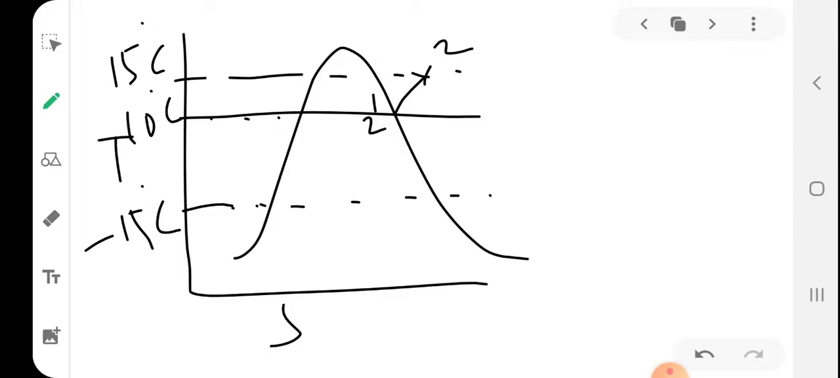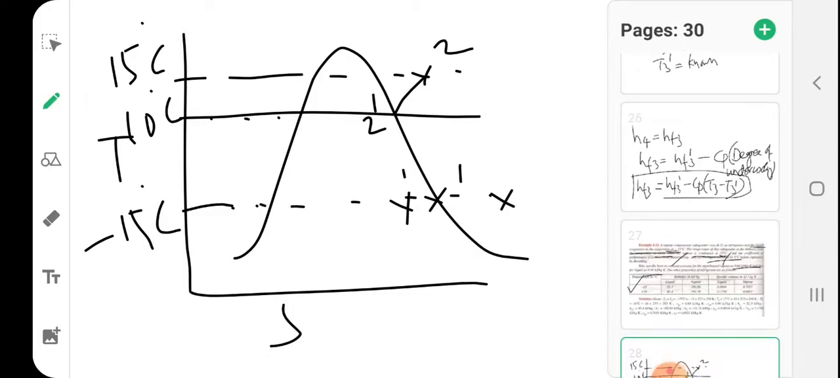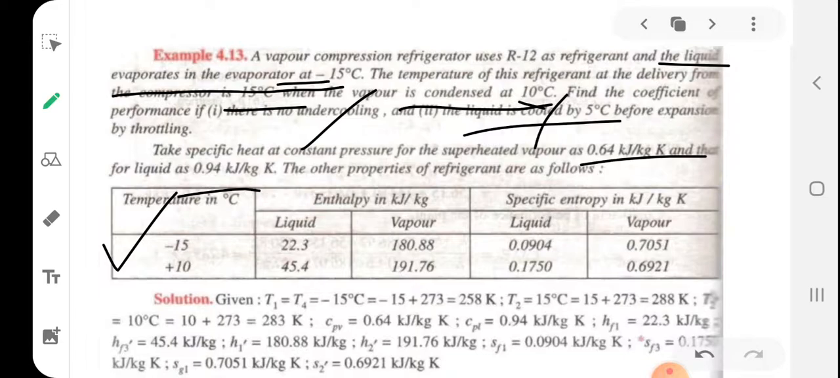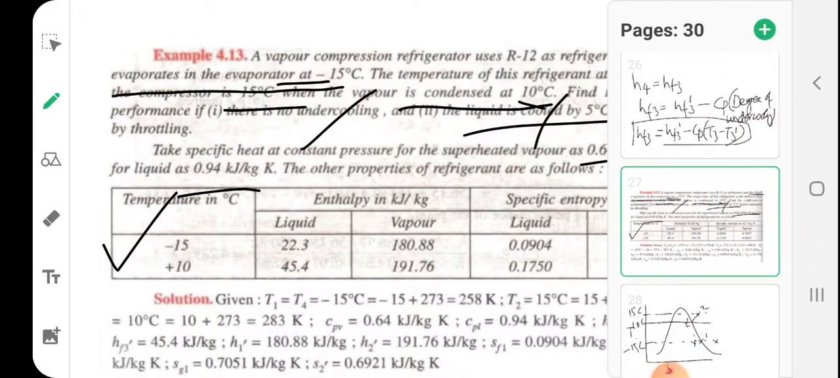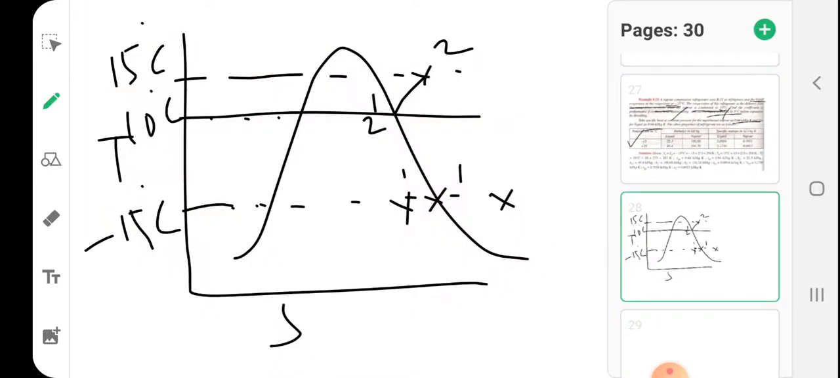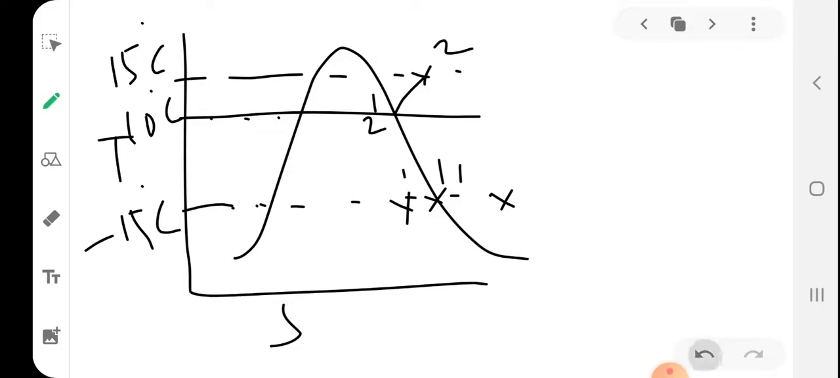Students, you won't be able to fix the position of 1, whether it is here, or inside, or outside. You won't be able to know because it is not given that it is a simple saturated cycle. It is not particularly given in the question that this is a simple saturated cycle, or that the entry at the compressor is completely saturated vapor. Such things are not given, so you cannot ensure that 1 is on the line, inside the line, or outside the line. So that's a big problem.